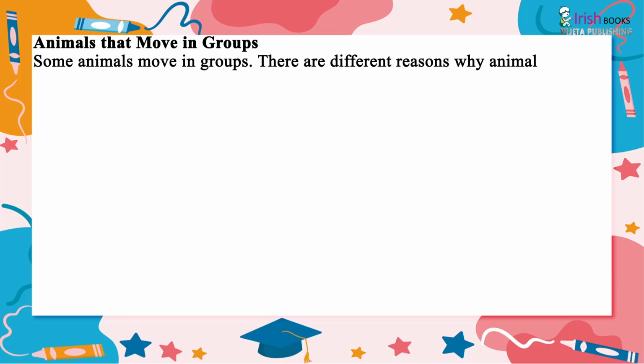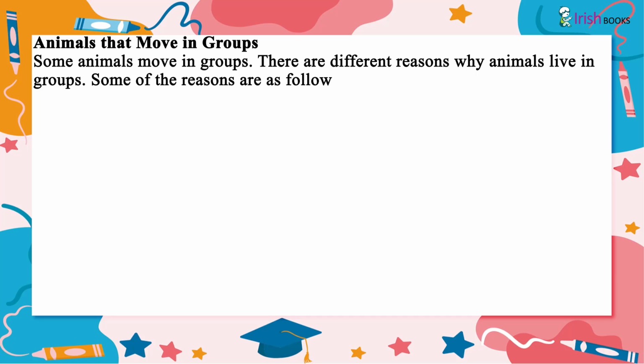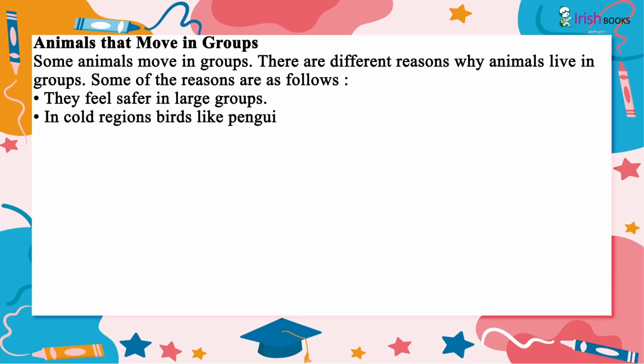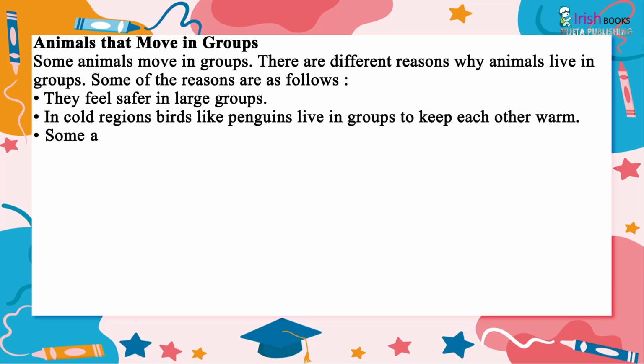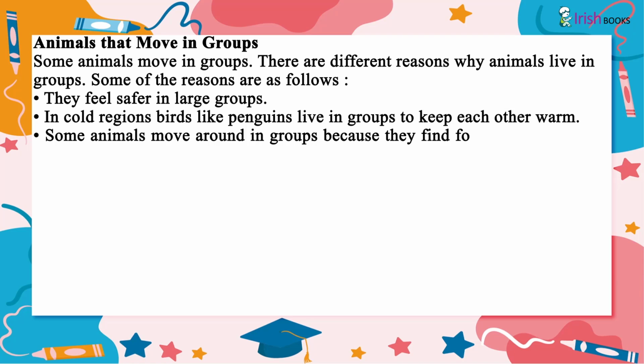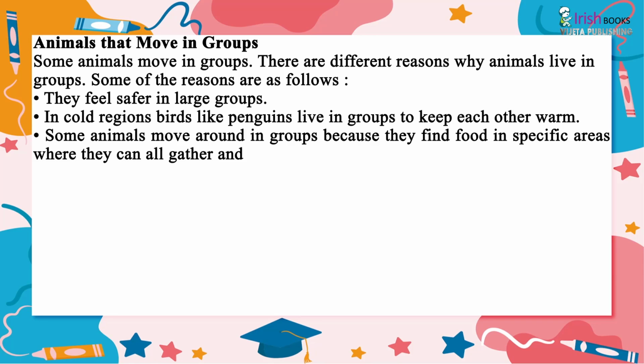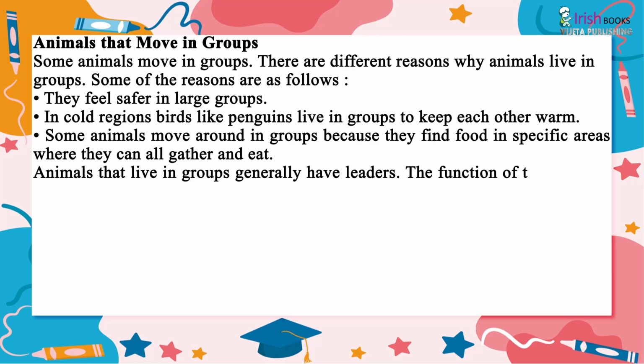There are different reasons why animals live in groups. Some of the reasons are as follows. They feel safer in large groups. In cold regions, birds like penguins live in groups to keep each other warm. Some animals move around in groups because they find food in specific areas where they can all gather and eat.